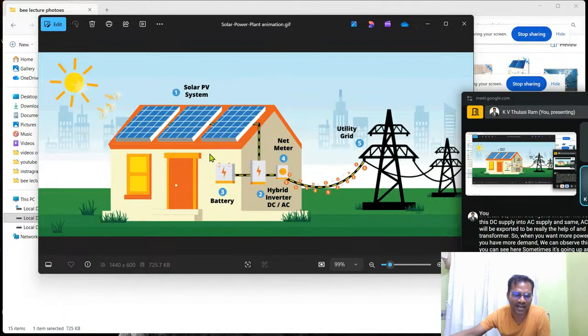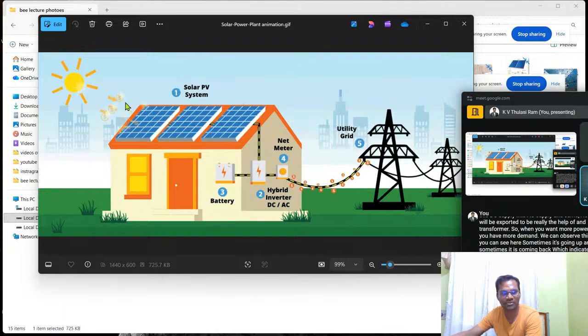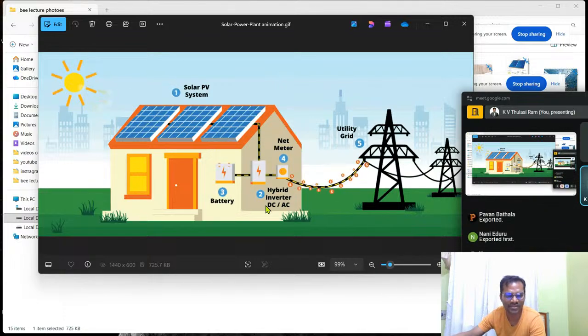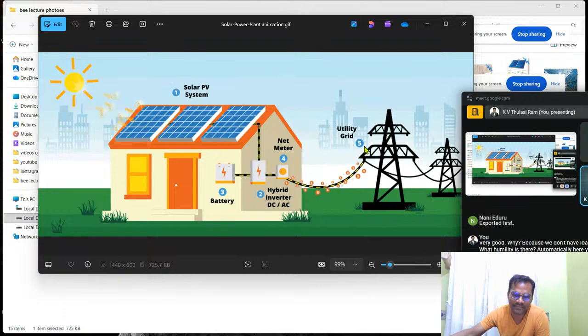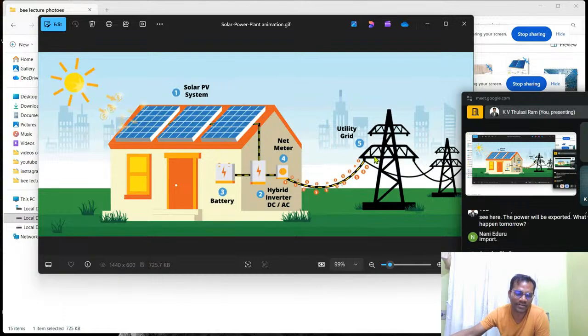Can anyone say what the direction of flow is when we don't have a load here? For example, today we don't have the campus, I mean this is our campus, we don't have the load here. The power will be exported or imported? Exported, sir. Very good. Why? Because we don't have load, no fan, no tube light. Automatically, here you can see the power will be exported. What will happen tomorrow? Import. Imported.